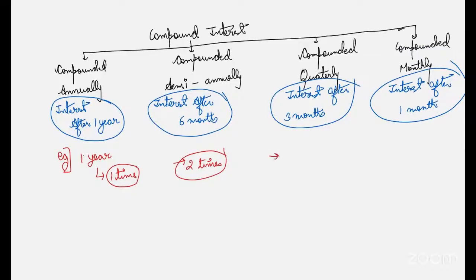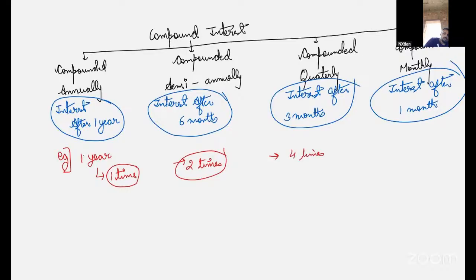Now quarterly. Quarterly means after 3 months completion. Yes, four times. Why four times? January, February, March, complete one. Then April, May, June. July, August, September, October, November, December. Got it?